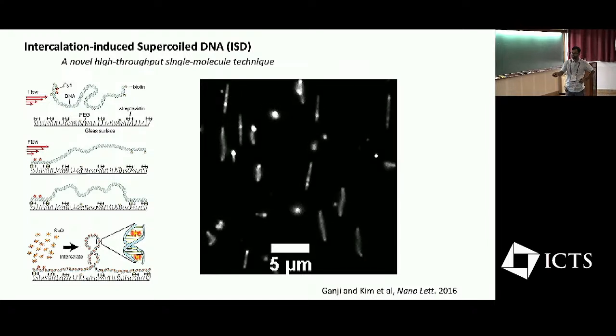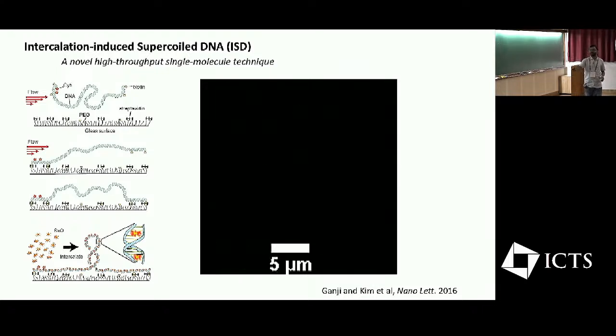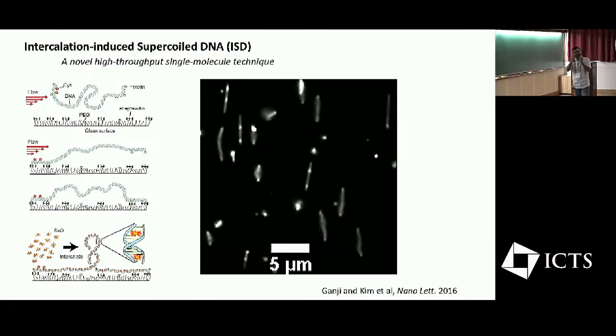What happens is that when the dye binds on the DNA, it locally unwinds wherever it binds. Since the DNA length is around 21 kilobases, hundreds of such molecules can bind on the DNA. Each of them can unwind a little bit, so that unwound torsional stress can accumulate into a structure like this. That's what you see here.